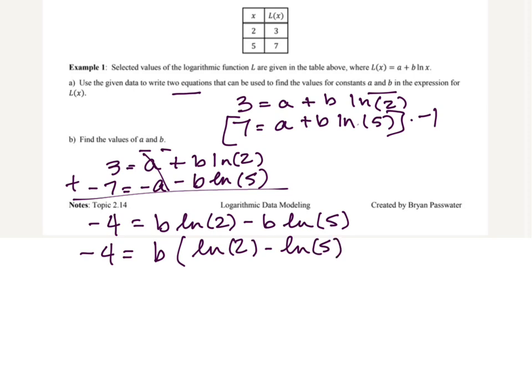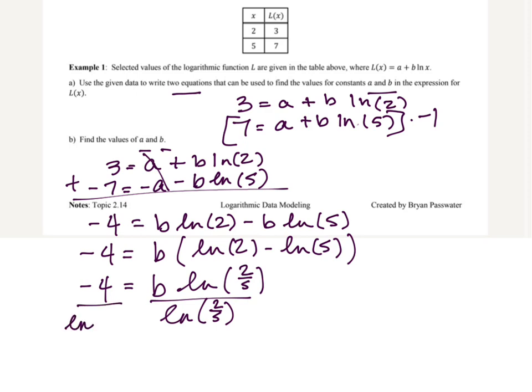What are your properties of logarithms right there? Is there a way we could condense that? 2/5. So -4 is equal to b natural log of 2/5. Y'all following that? Okay. How do we get b by itself? Divide by the natural log of 2/5.